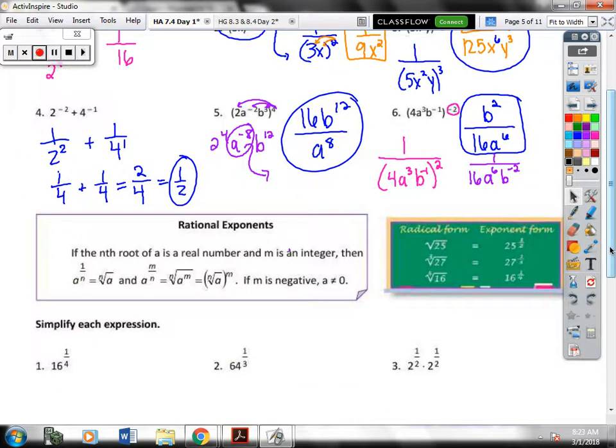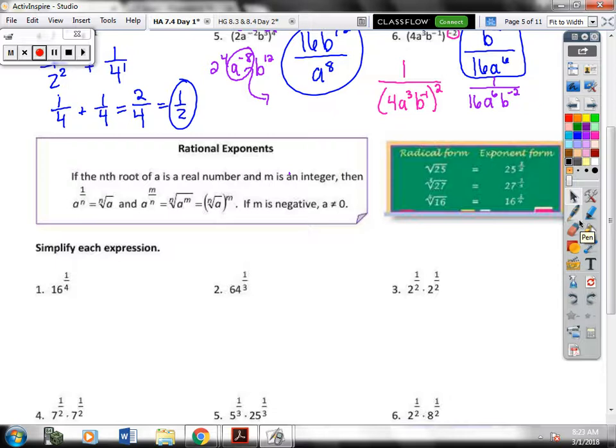So a rational exponent, this is our formal math definition, says that the nth root, which is any type of root, could be cube root, fourth root, whatever, of a is a real number and m is an integer. Then a to the 1 over n power is equal to the nth root of a. And if you see a to the m over n power, that will be the nth root of a to the m. Or you can also write that as the nth root of a, in parentheses, to the m power.